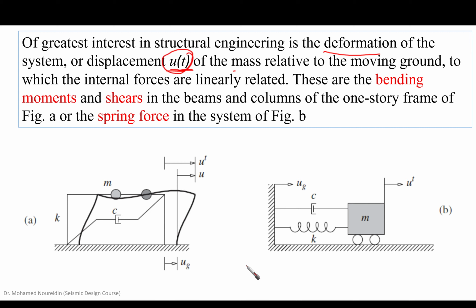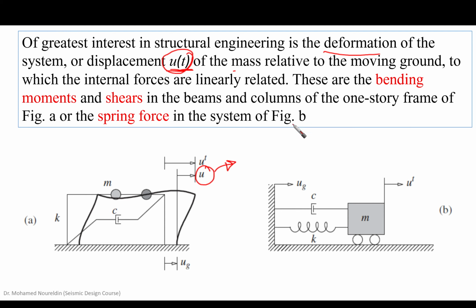As I mentioned before, we have u of g of the ground. This is the ground excitation displacement. And we have u t, which is the total movement or displacement of the mass. But we have u, which is the difference between u total and u g. This one is of great importance for us, because from this one we can tell what internal forces are going to be developed.